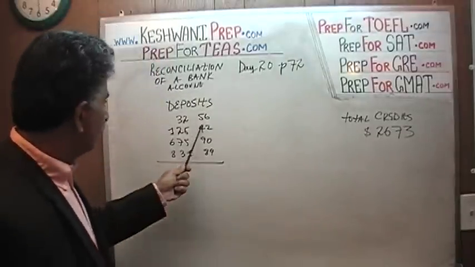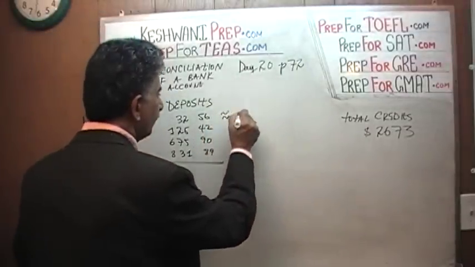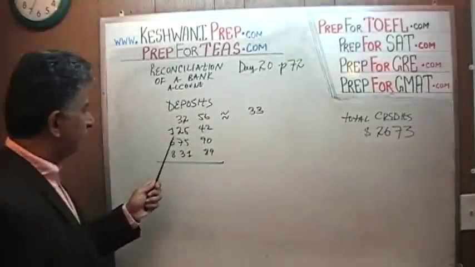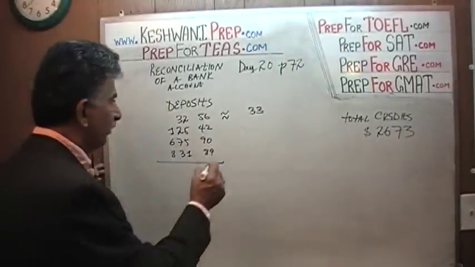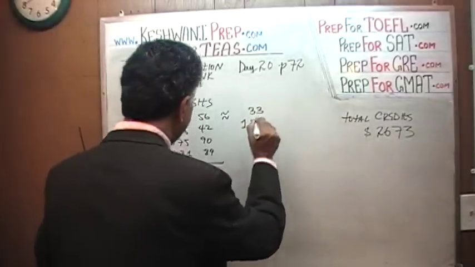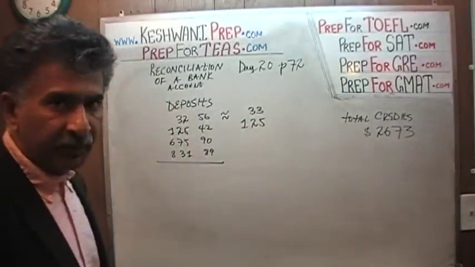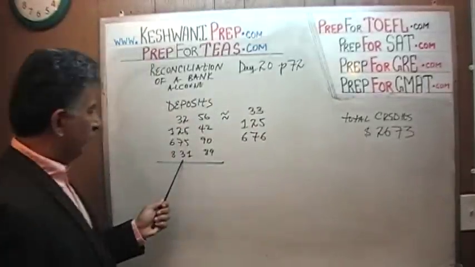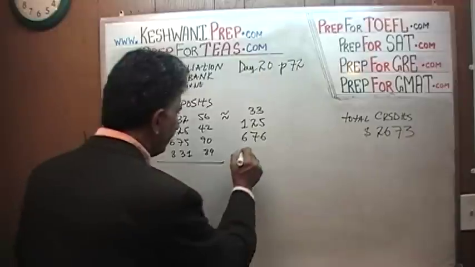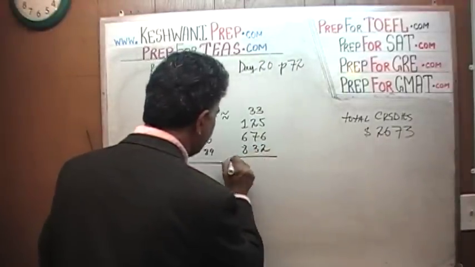3256, since this is more than 50 cents, we're going to pretend it is 3257. 125.42, 42 is less than 50 cents. That's going to remain 125. 675.90, we're going to approximate that as 676. We have 832.89. Let's round it to 832. And these are all the deposits.